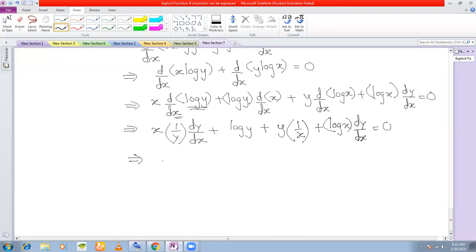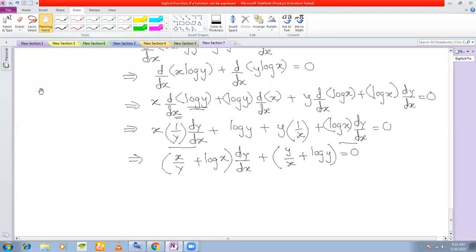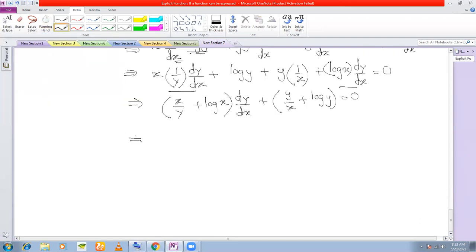So now you take the dy/dx together. Here you have dy/dx, here you have dy/dx. You take them together, you get (x by y plus log x) dy/dx plus (y by x plus log y) is equal to 0. So that means now you divide both sides by (x by y plus log x) to get dy/dx is equal to (y by x plus log y) divided by (x by y plus log x).